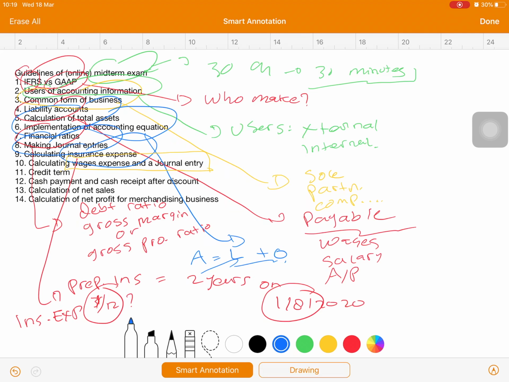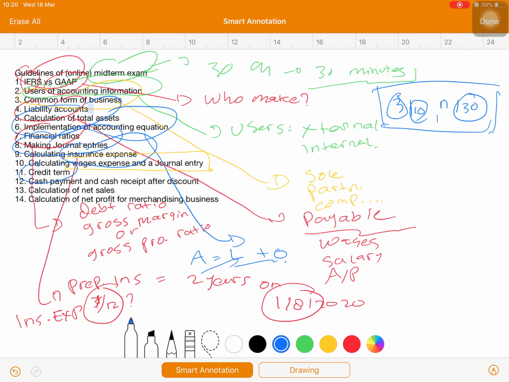And the next is the credit term. I'm really sure that you still remember about the credit term, right? 3, 10, and 30. Okay, it means that you're gonna have 3% of discount if you paid within 10 days, but you have time for 30 days to pay all of your debt. So you have to understand this credit term, and you have to understand how much cash that you have to pay, or how much cash that you're gonna receive if you get the discount.